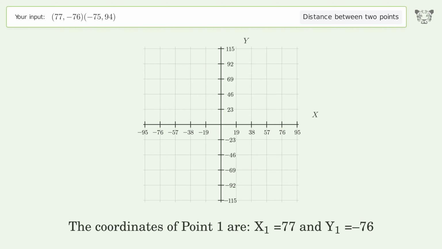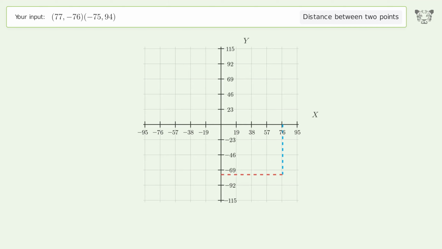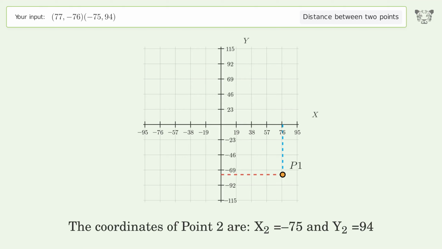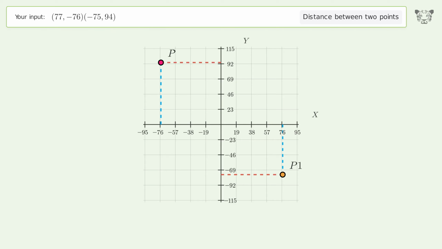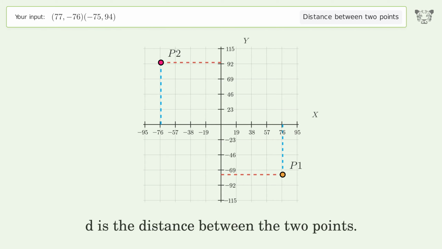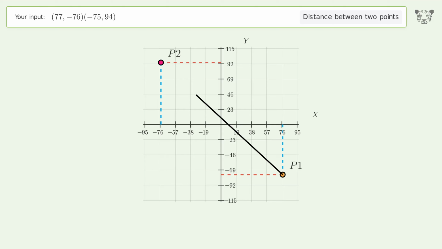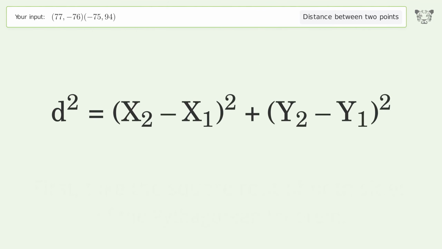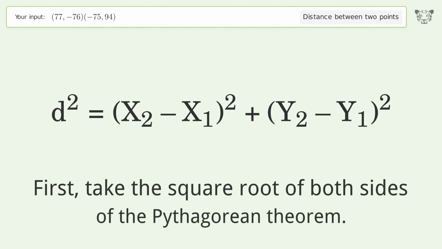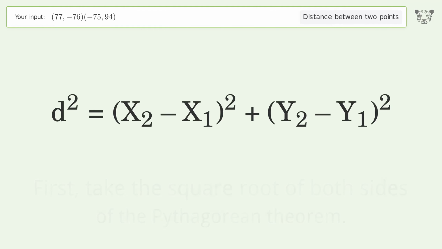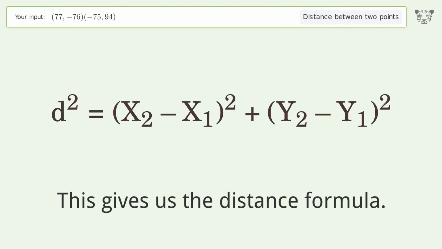The coordinates of point 1 are x1 equals 77 and y1 equals negative 76. The coordinates of point 2 are x2 equals negative 75 and y2 equals 94. D is the distance between the 2 points. First, take the square root of both sides of the Pythagorean theorem. This gives us the distance formula.